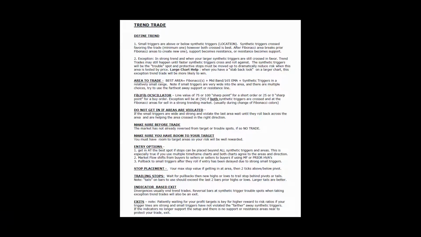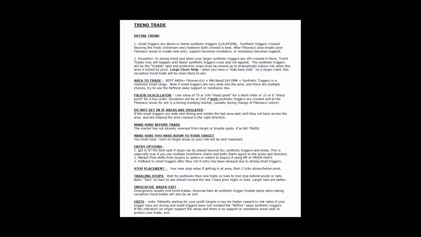So again, in going through the rules, we want our small triggers above or below our synthetic triggers, in this case above. We want our synthetic triggers crossed in our favor. We want our small triggers to remain above the lowest synthetic trigger crossed in our favor. Obviously, if it gets below it, that's an exception, and we can deal with exceptions in the classroom. So I'd like to do just best trend trades here.